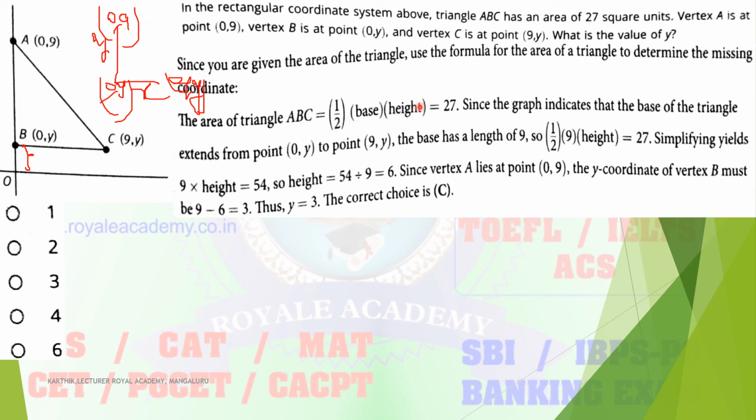Base into height. So that is the total area. Base is nothing but the x axis, totally x axis. This area is how much? 0 to 9. So 9 minus 0 is 9 only. Height we don't know.